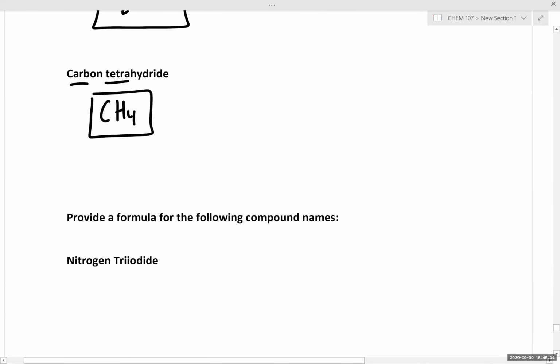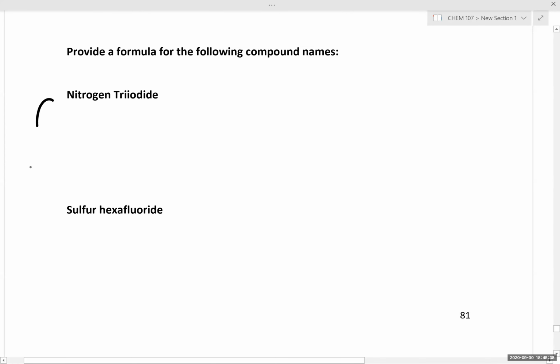Okay, so I'd like you now to provide a formula for the following compound names. And let's spend about 2 to 3 minutes on this example, and then we'll discuss. And if you have any questions writing the formulas for these binary covalent compounds, please don't be shy to ask any questions in the chat. And let's try to get a few more responses before we discuss in about another minute.